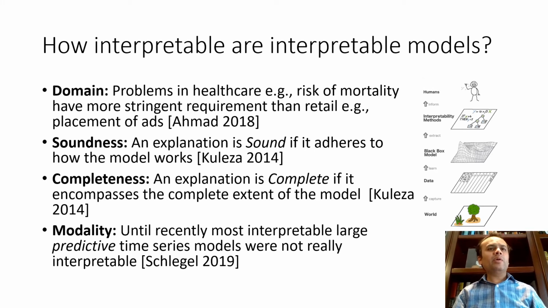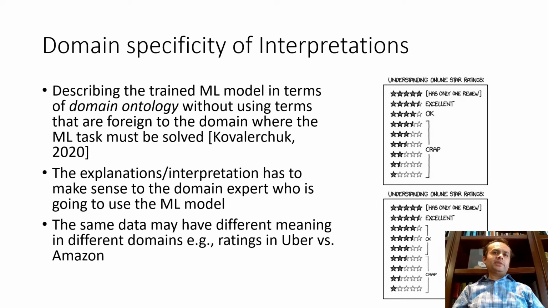A related question is how interpretable are interpretable models? We can address that with respect to the domain. Is the answer with respect to the domain being considered? Is the explanation sound? That is, it actually adheres to how the model works, versus is it complete? Does it encompass the complete extent of the model? What is the modality in which the prediction is being described, being explained? Domain specificity of interpretations corresponds to describing the model in terms of the ontology of the domain, and not using terms which are foreign to the domain where the problem is being solved.